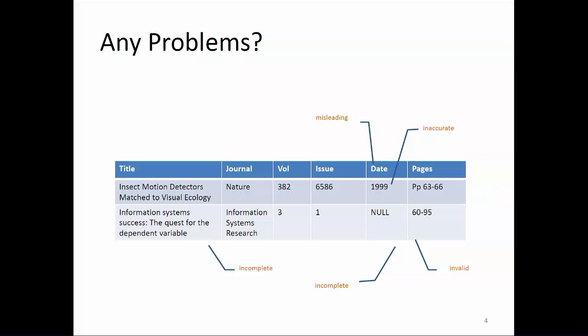And then there is incomplete data. For instance, for the second paper, we don't know the date. So the date is missing. So we can see that this is just two simple records, and there are so many problems. So imagine when you download a data file or a data set, how many such quality problems you will have.